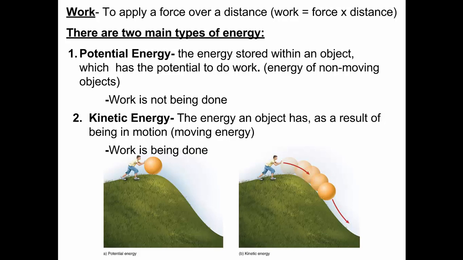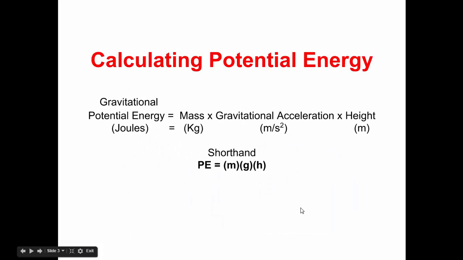If we look at the ball in this example, the ball at the top of the hill, it's not currently moving, but it has the potential to move. It has the potential to apply a force over a distance. So it has the possibility of moving and the possibility of doing work. In this example, the ball is rolling down the hill. It is moving, so work is being done. Work is not being done over here. Work is being done over here.